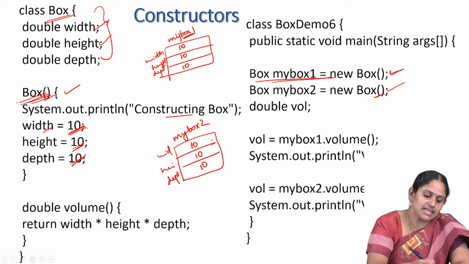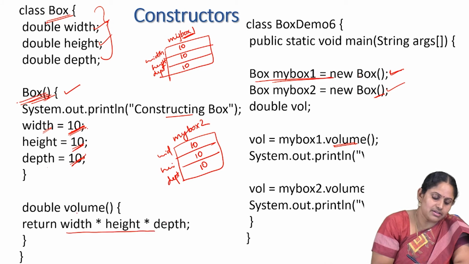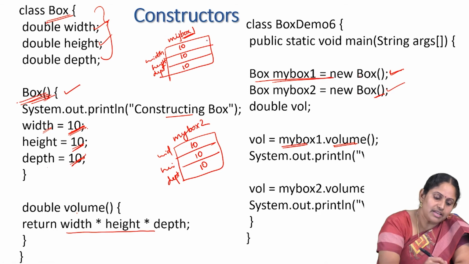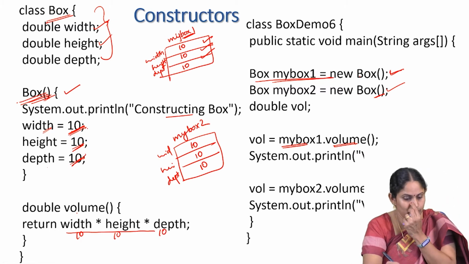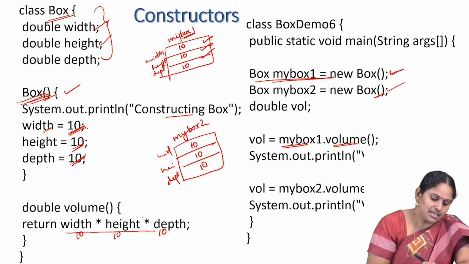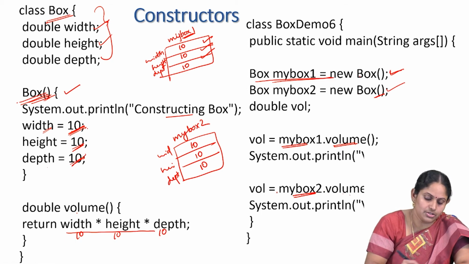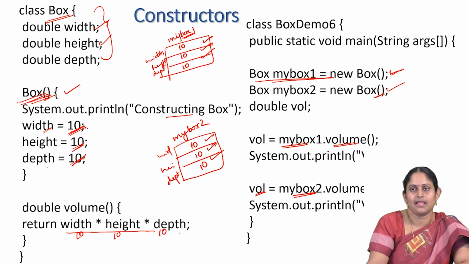Now once these objects are created, we are calling the method volume. So the method volume, as we have seen before, when we are calling it on my box 1, will retrieve these values and use them here to find the volume, and it will display 1000 as output. So that you will get the volume is 1000. Similarly, when the volume method is called on my box 2, it will again retrieve the values of my box 2, find the product and return it, and it will be displayed in the output.